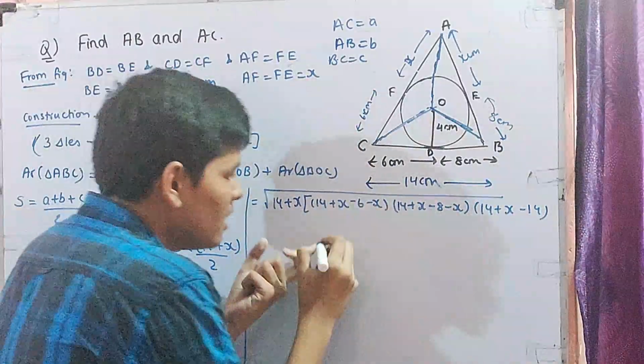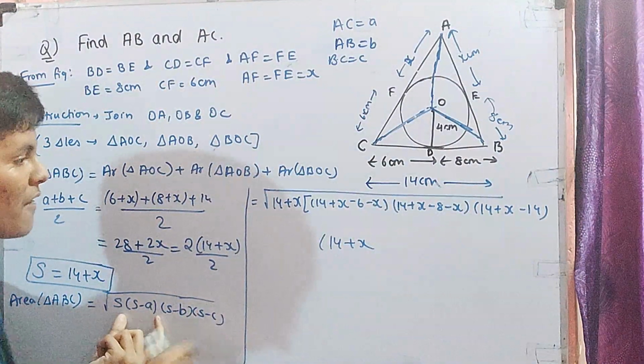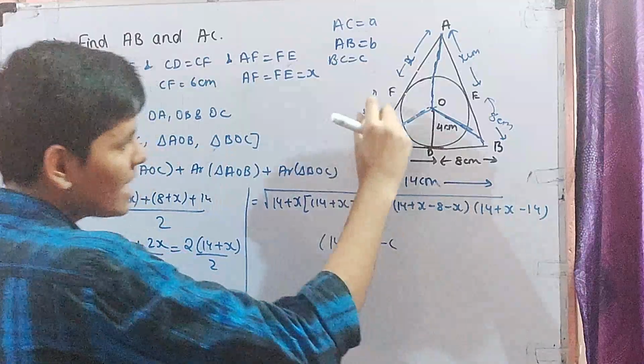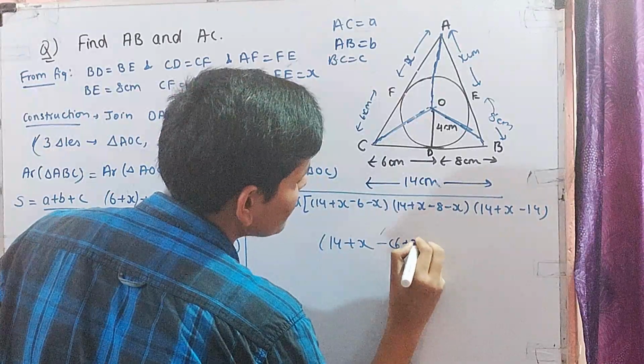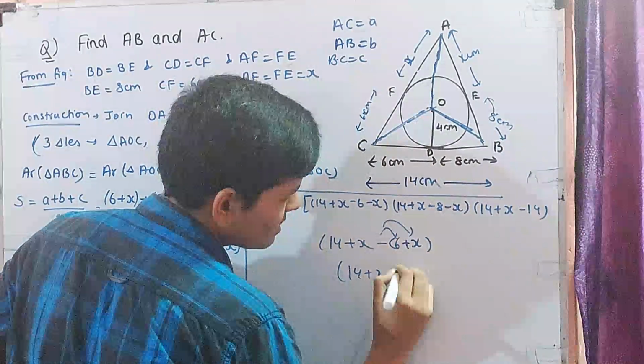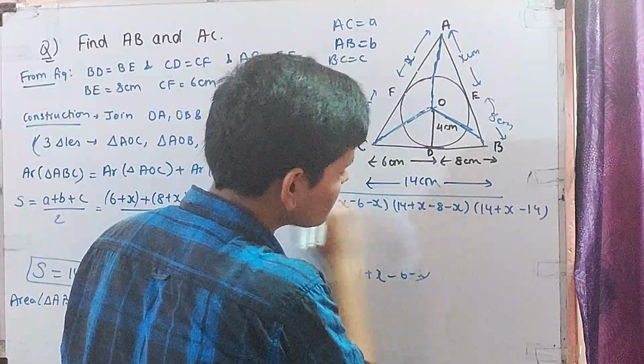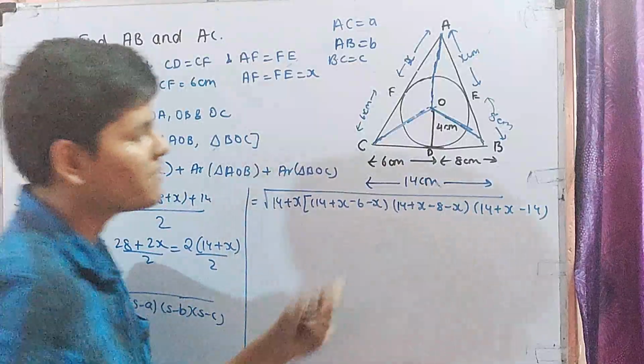Now what do we do over here? It is actually 14 plus X. Look, S into S minus A. 14 plus X minus, what is the A value? 6 plus X. Hence, what do we do? 14 plus X minus 6 minus X. This is what I have written over here. So, this is the equation which we got.